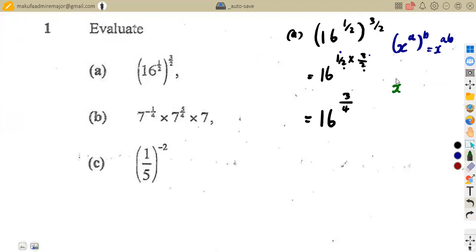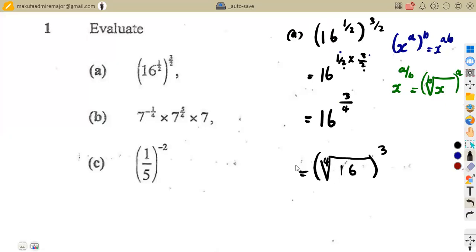Remember that x, when being raised to the exponent of a over b, is going to give us the bth root of x, everything to the exponent of a. So in this case, the 4 represents this b. So we are going to have the 4th root of 16, then everything is going to be raised to the exponent of 3. The 4th root simply means the number that multiplies itself 4 times to give us 16. So that is going to be plus or minus 2, everything to the exponent of 3.